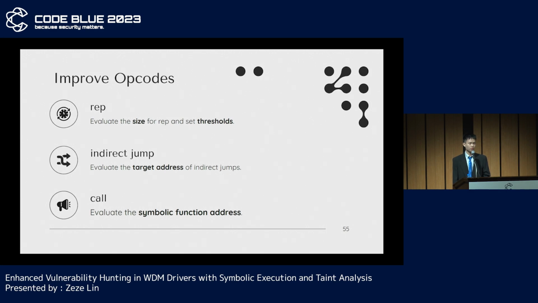The same concept also applies for code operation. IOCT-lens evaluates the symbolic function address and sets constraints on the symbolic function address, then inserts the states into the symbolic engine.